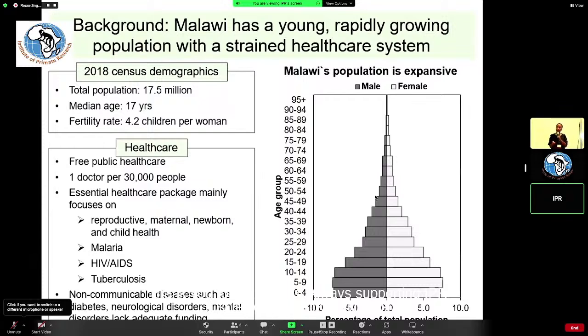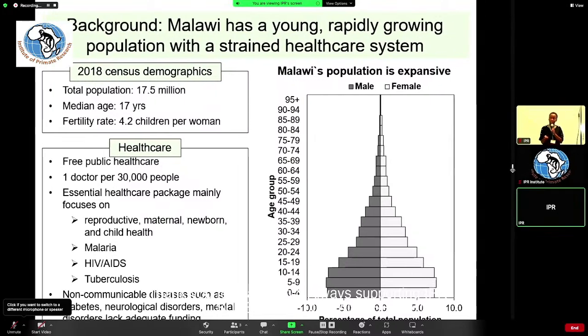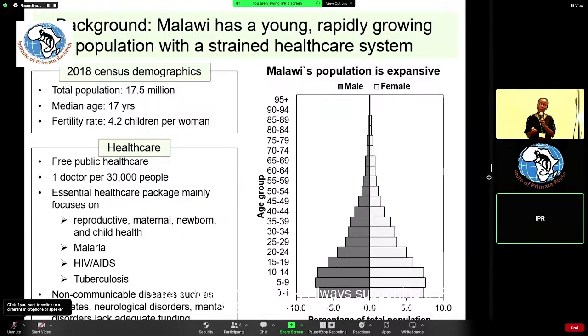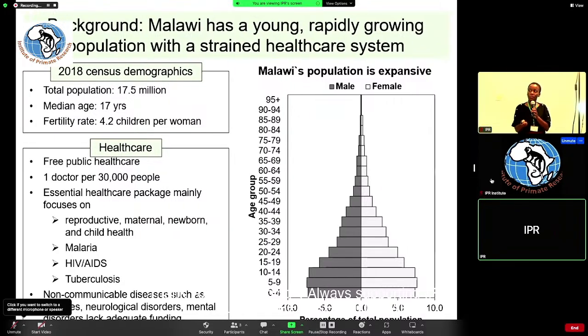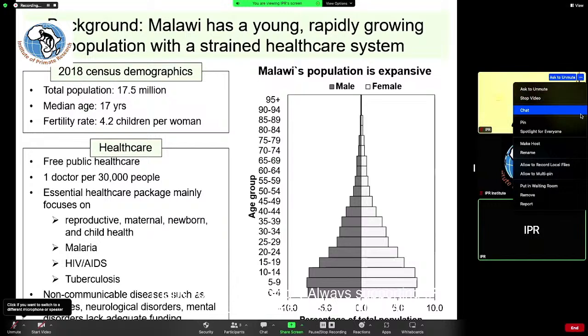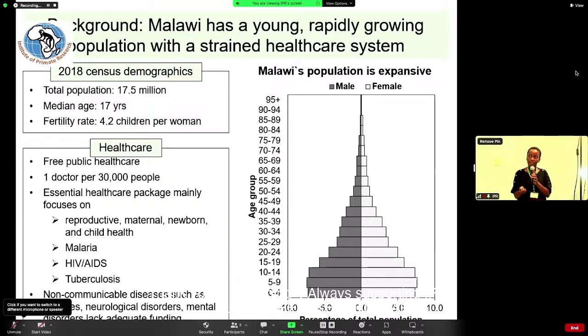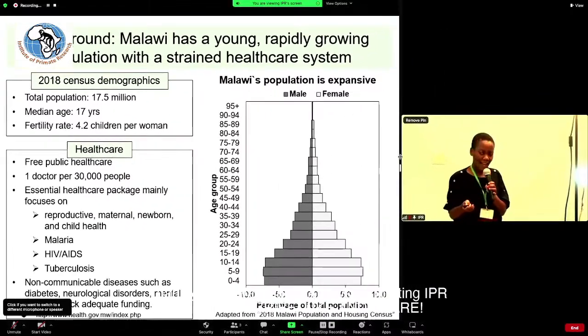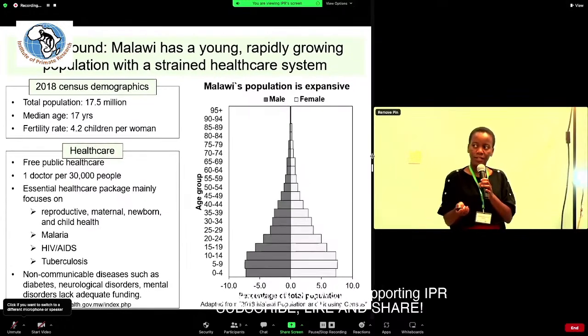We have free public health care, but it's very strained, one doctor for every 30,000 people. Due to the structure of our population, the essential healthcare package mainly focuses on reproductive, maternal, newborn and child health, malaria, which is a big issue, HIV/AIDS and tuberculosis, and other infectious diseases. Non-communicable diseases such as diabetes, some neurological disorders, and mental disorders lack funding.